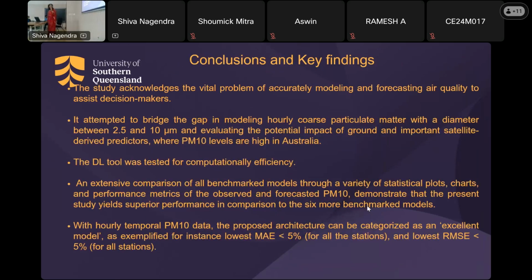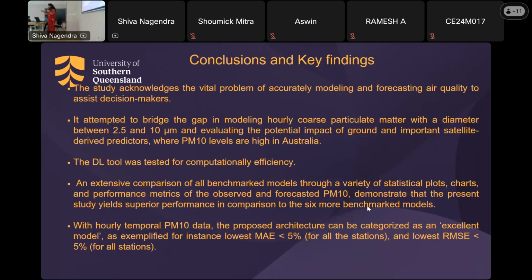So coming to the conclusions, for the proposed architecture, because we get the errors below 5% for that particular model, we put that in the excellent category. But for the rest of the models, because it was more than 5%, they were not as good.